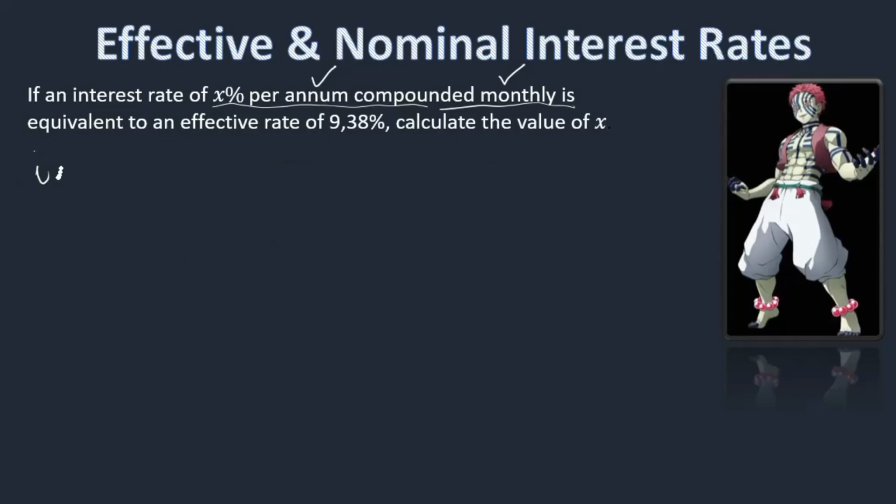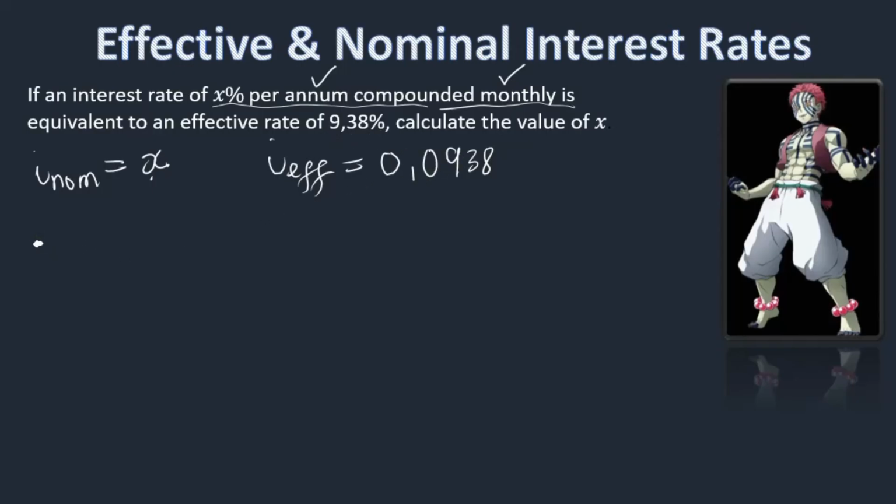So my I norm, it's unknown now. So I'll refer to this as X because they told me that it's X. My I norm is X. My IEFF, they're saying the effective rate is 9.38%. Now remember, we always want to write things as decimals, and if you can't convert a percentage into a decimal, use a calculator. Now I make substitutions.